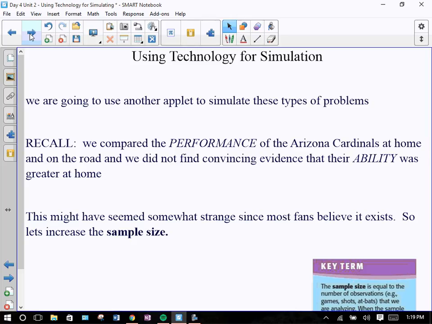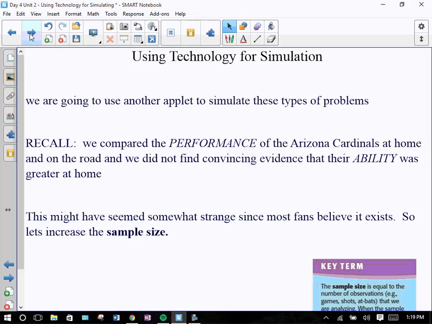Well, the thing is, our sample size, which you're going to write down the definition of in just a second, was very small. We looked at one season. One season is 16 games, and we only simulated it like 50 times or 100 times, probably. 100 simulations, that's like 1,600 games. Yeah, that sounds like a lot, but that's not really a lot.